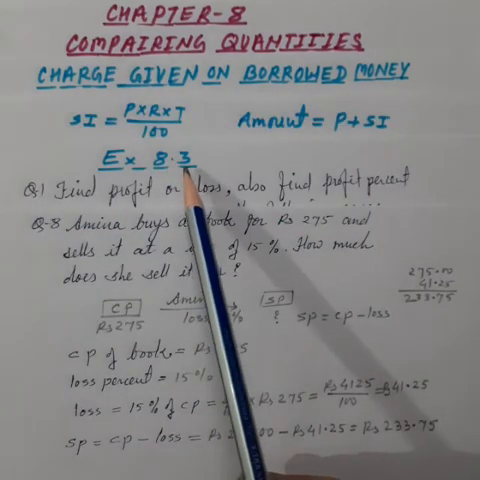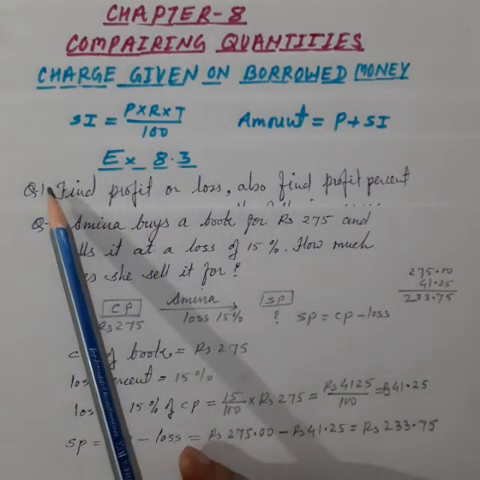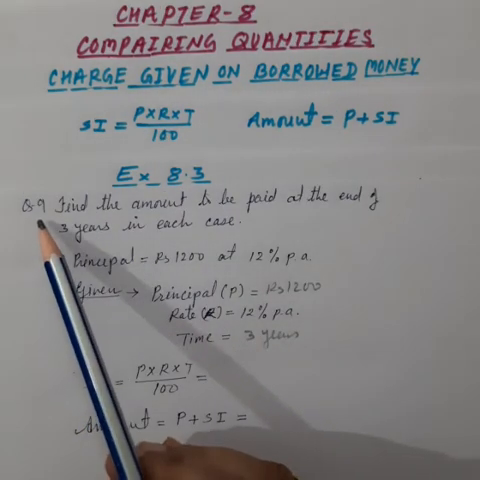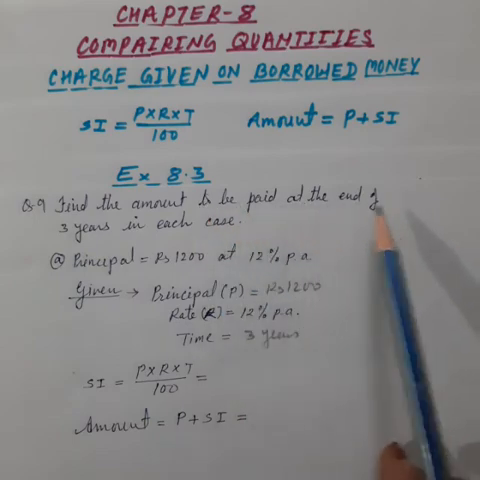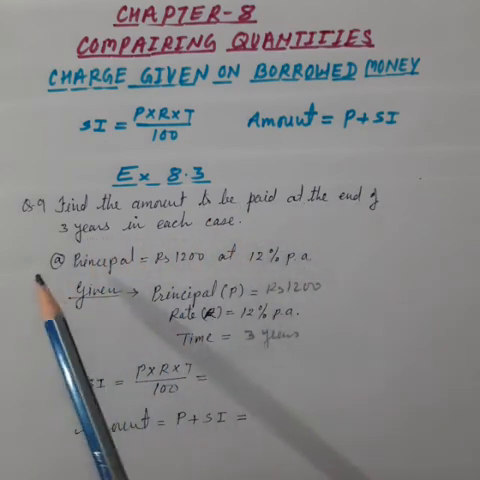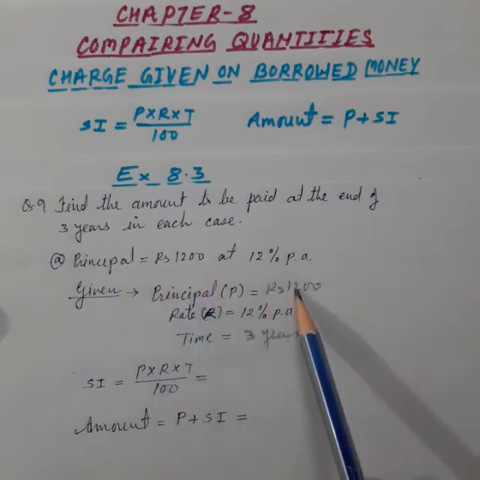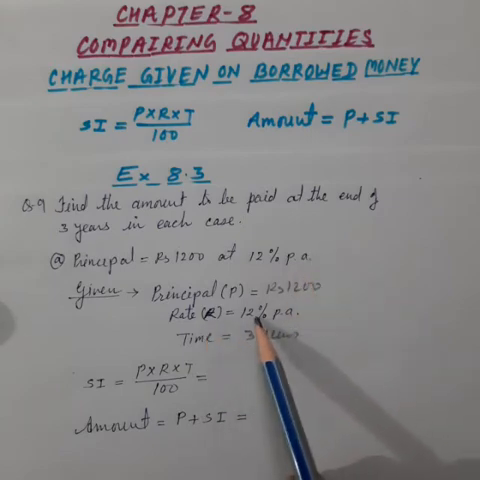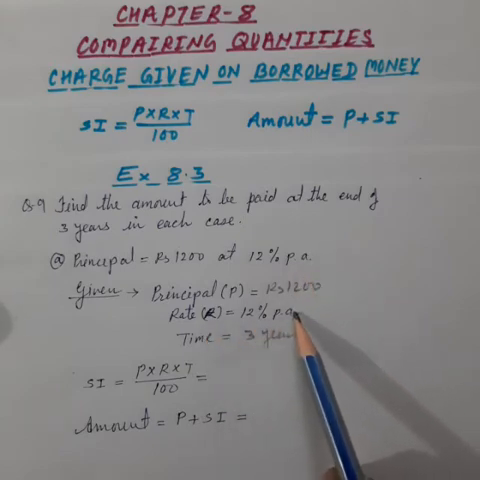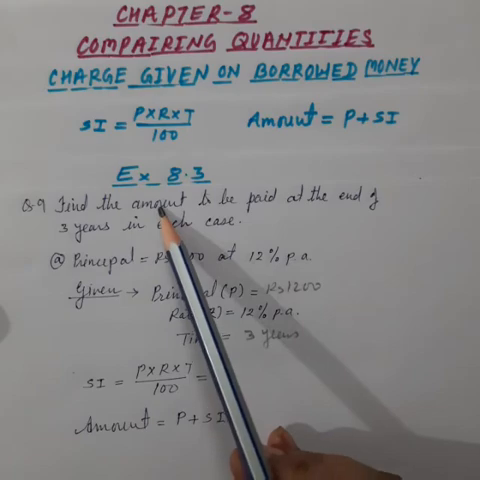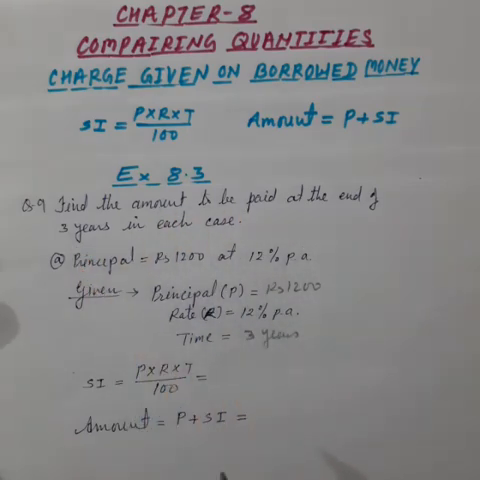In exercise 8.3 in previous classes, we completed question 1 to question 8. Now coming to question 9. Find the amount to be paid at the end of 3 years in each case. A part. Principal is given rupees 1200 at the rate of 12% per annum. Per annum means per year. And time is given 3 years. We have to find out the amount to be paid after 3 years.